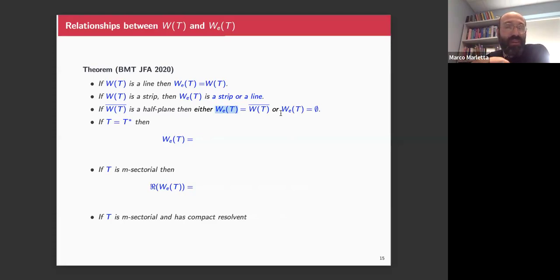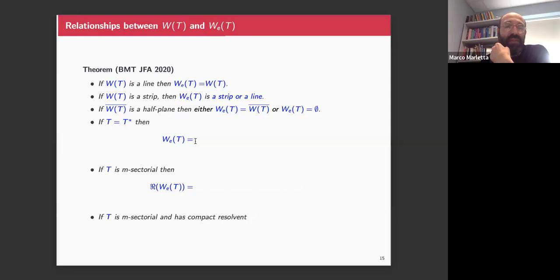So the proofs of these are all elementary. They don't require high-tech stuff. They're all in our paper. So this is really strange. In this case, where you've got a half plane for the closure of the numerical range, the essential numerical range is either the same or it's nothing at all.